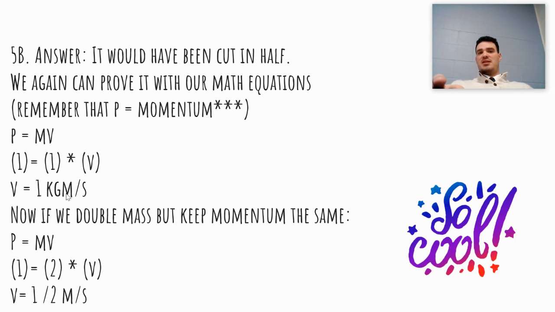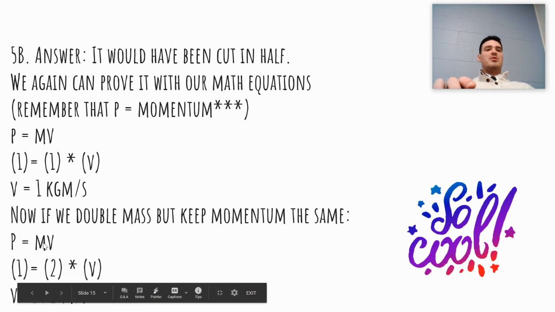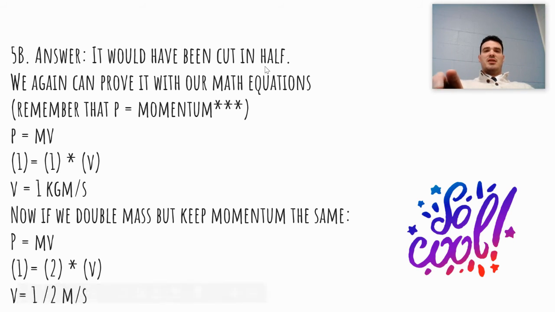This is the wrong unit. That is meters per second. For velocity, that would be a minus 1 for Mr. Wister. So don't do that. Remember, velocity is measured in meters per second. Now, if we double mass, but keep the momentum the same, that was our requirement. So we have momentum is 1 equals 2 times V. And once you move that over, it ends up cutting our velocity in half. And then there I have the right unit, right?